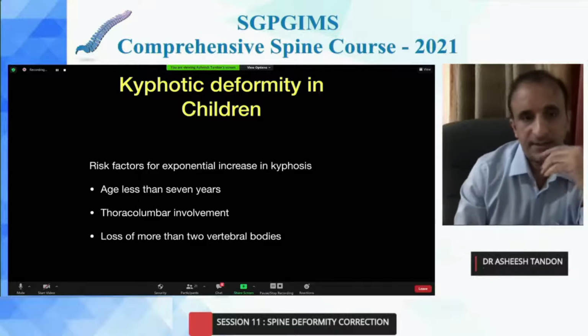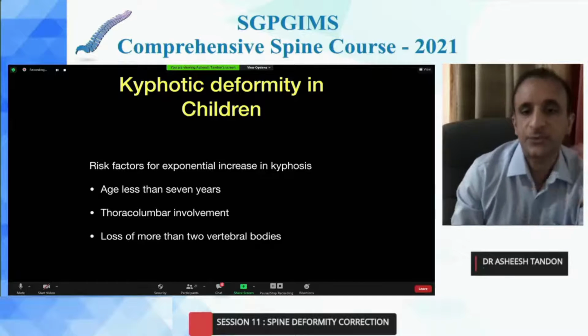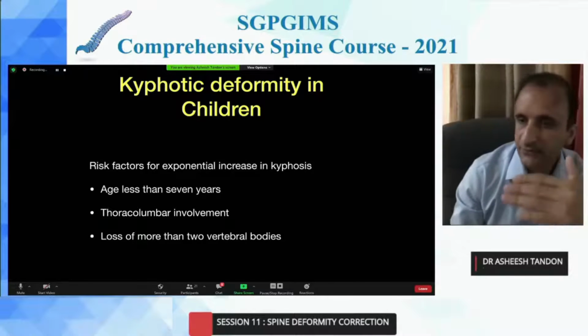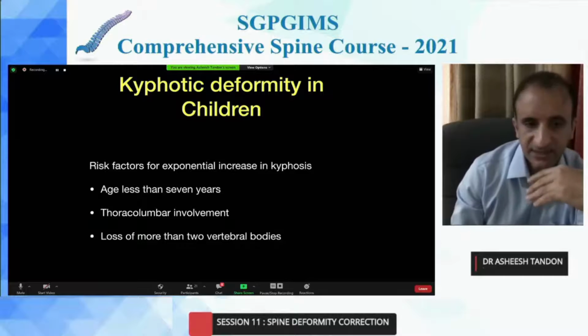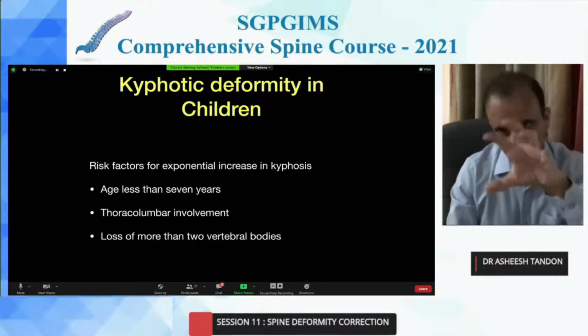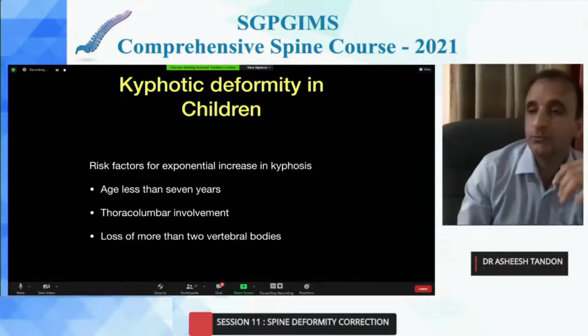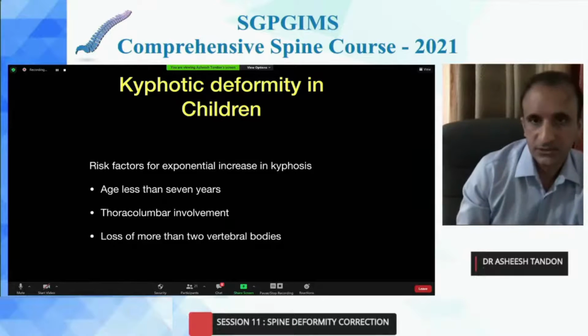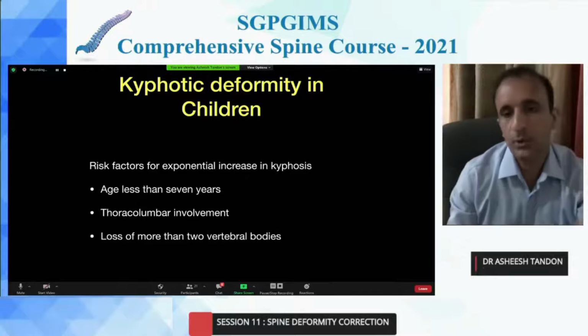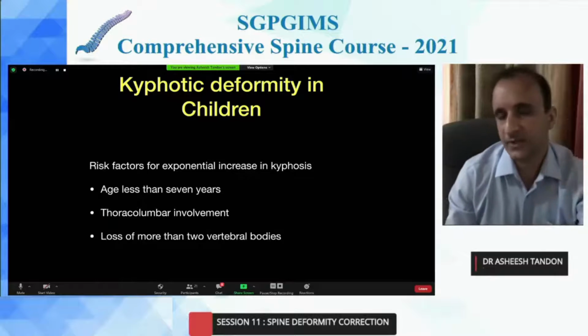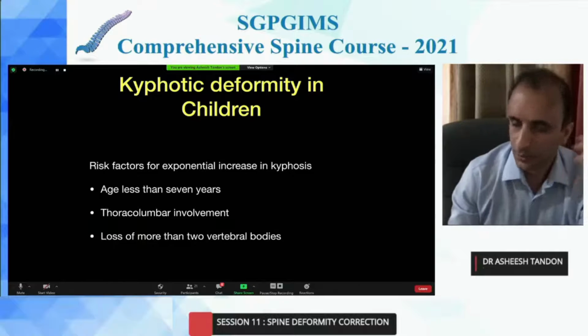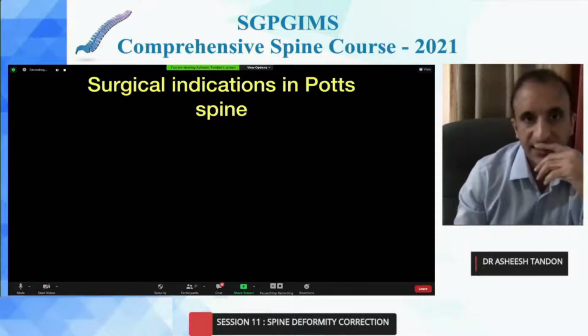Now, in children, the risk factors for progressive increase in deformity would be if the patient is younger than 7 years, if there is junctional involvement and thoracolumbar disease, and if there is loss of more than 2 vertebrae. So in this group of patients, the chances of increase or progression of the deformity is higher.